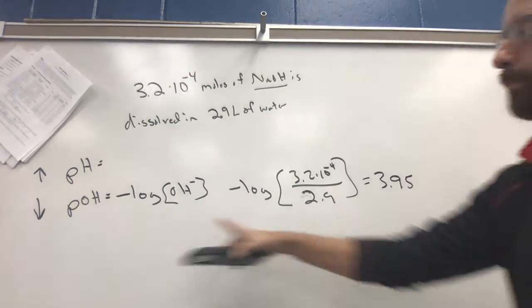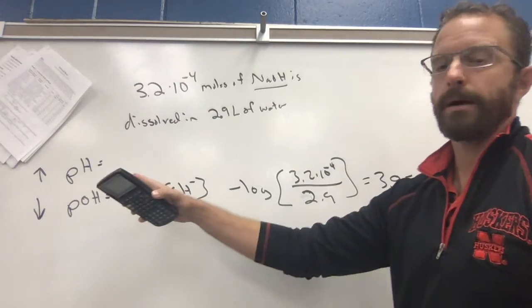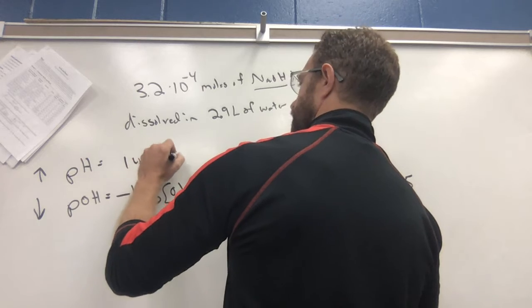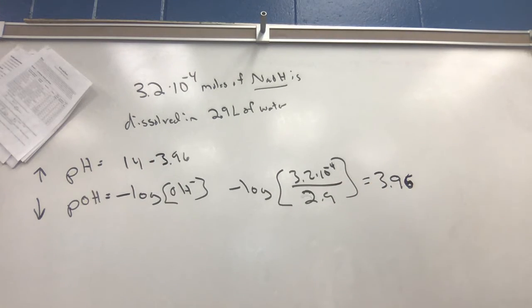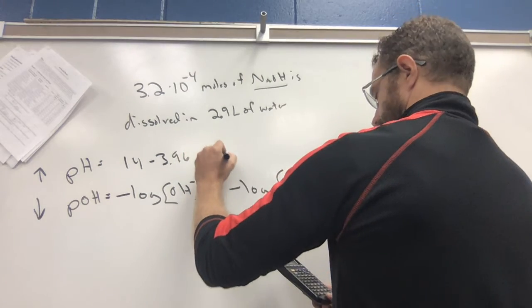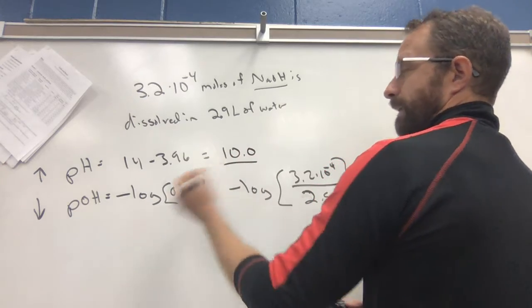That is a low pOH. That's what I was expecting. So for my pH, I would just do 14 minus 3.96. I should go ahead and correct that since I noticed I hadn't bothered to round. So 14 minus that answer, and that gives me a pH of 10.0, which is on the basic side, right?